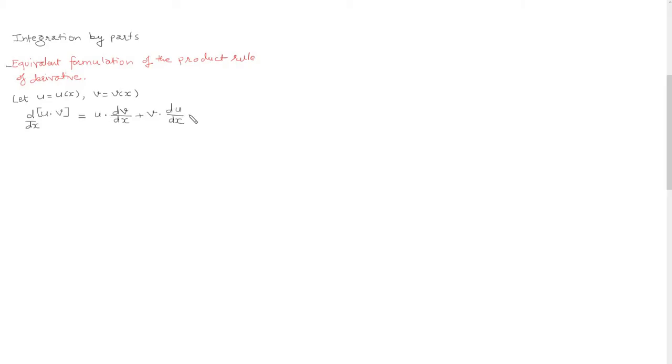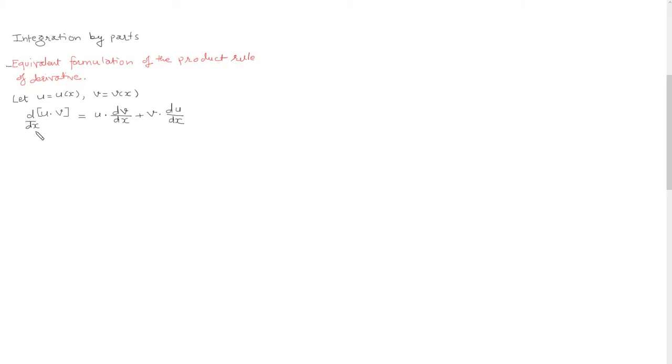Hello, today we'll be starting integration by parts. It is the equivalent formulation of the product rule of derivative. Let us suppose that u equals u(x) and v equals v(x). They are functions of x, and we want to find the product rule of derivative. Okay, so here's the formula for the product rule of derivative.